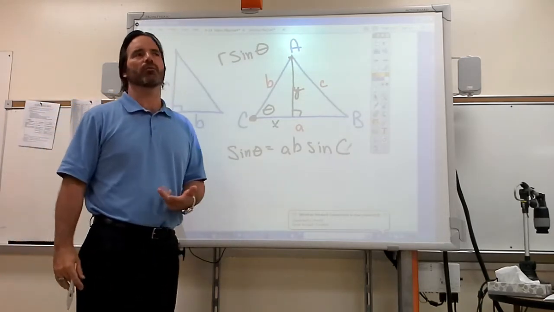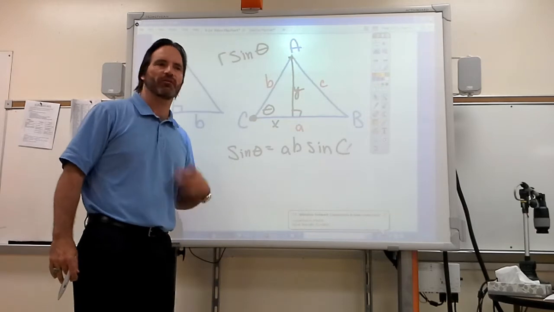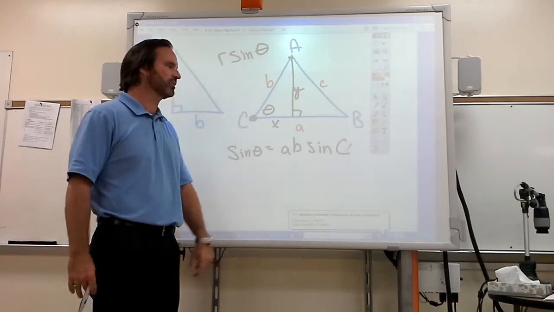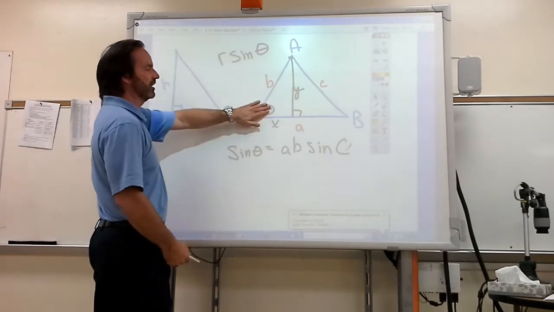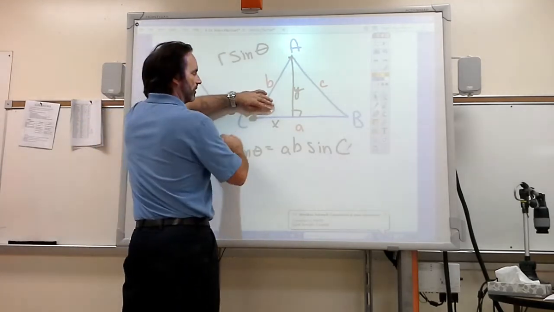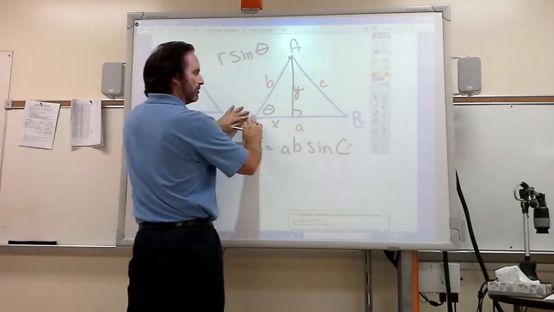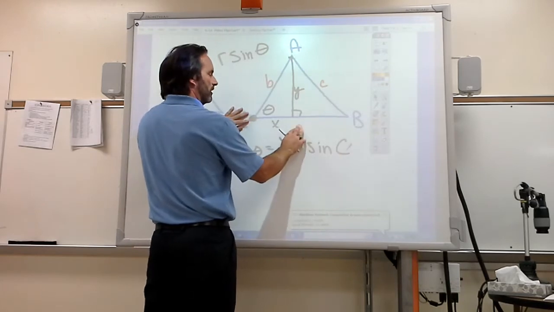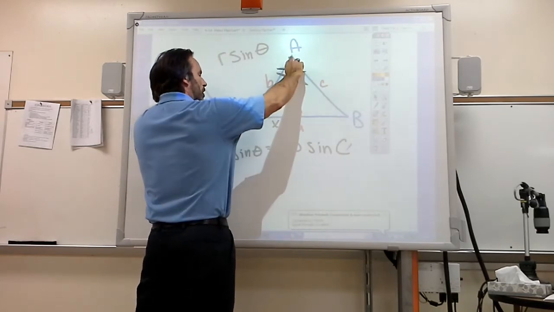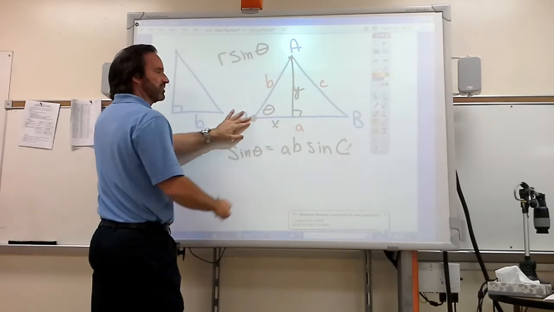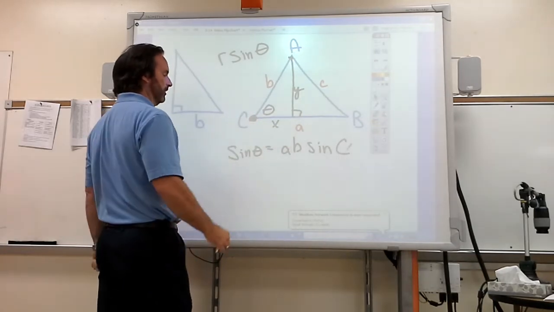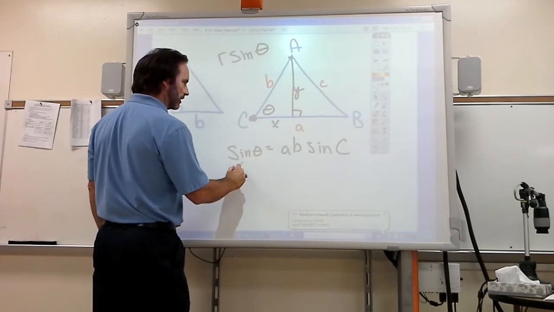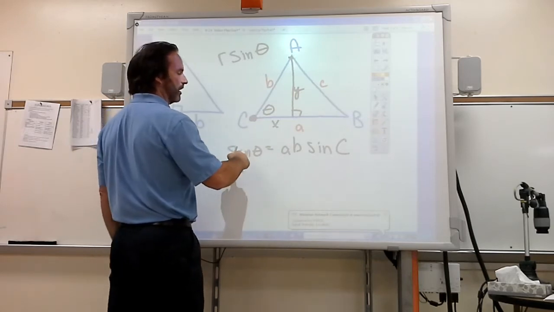Just like the law of cosines, we have a squared equals or b squared equals. It just doesn't really matter that much. Basically, the area of your triangle will be your base, whatever it's labeled, times this component, sine of theta.